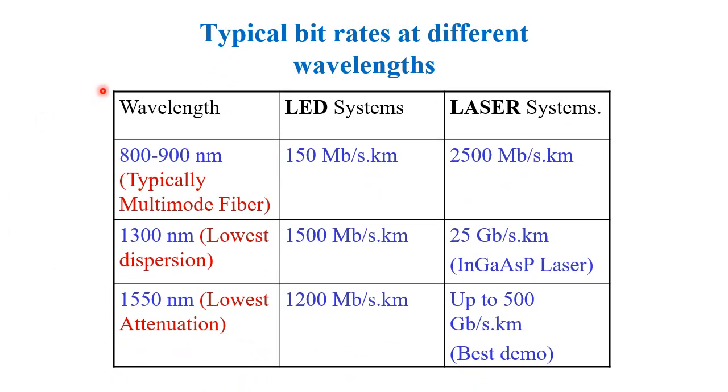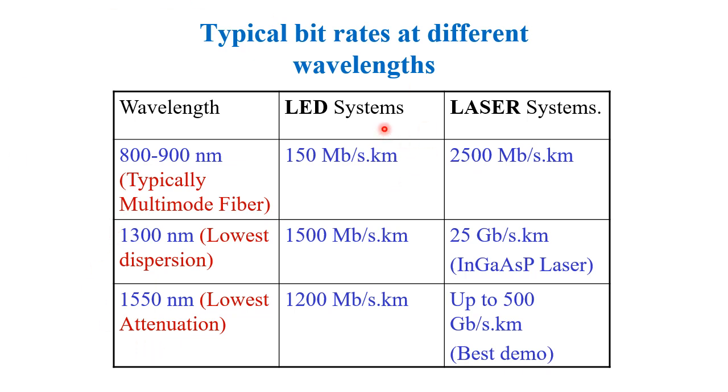What is the typical bit rate at different wavelengths? The first wavelength range is 800 to 900 nanometers, typically used in multimode fibers. 1300 nanometers gives the lowest dispersion, and 1550 nanometers gives the lowest attenuation. As we know, we have three attenuation windows based upon the wavelength: the first is 800 to 900, the second is 1300 nanometers, and the third is 1550 nanometers.